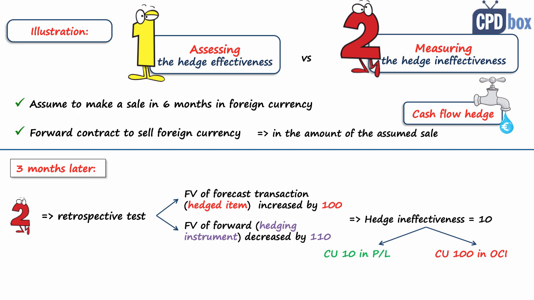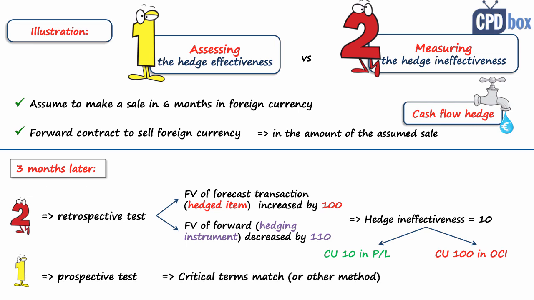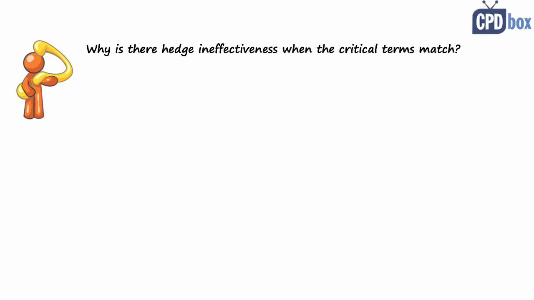Plus, on top of that, you still need to assess the hedge effectiveness prospectively. Again, compare the critical terms or perform any other method. Now, finally, let me tackle one more point from the question. Why is there a hedge ineffectiveness if the critical terms match? Well, notional amounts are the same, maturities are the same, so why?